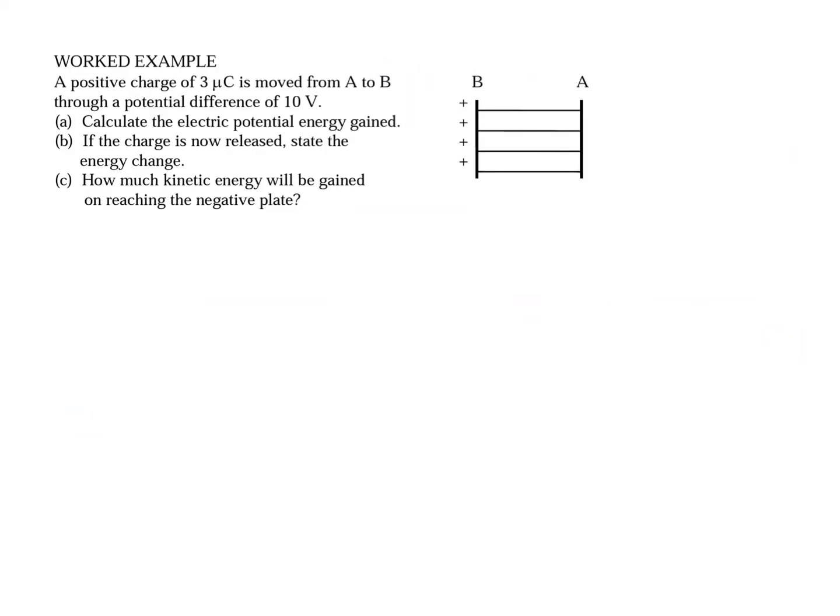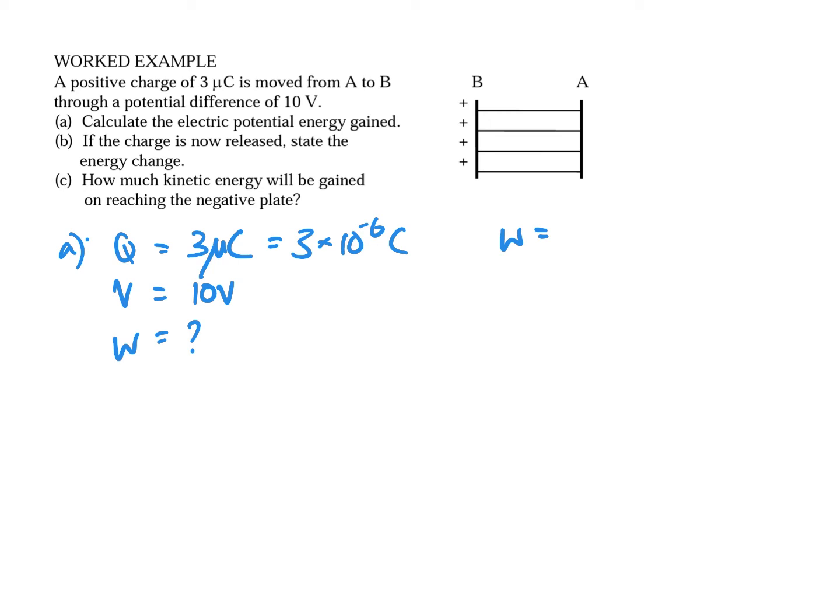So it's a fairly straightforward worked example. We are given that the charge is 3 microcoulombs, which translates to 3 times 10 to the minus 6 coulombs. The potential difference is 10 volts, and therefore the work done, that's what we're being asked. Electrical potential energy gained is how it's phrased, but that means the change in energy. And remember, work done is just a change in energy. So it's not huge amounts of energy involved.